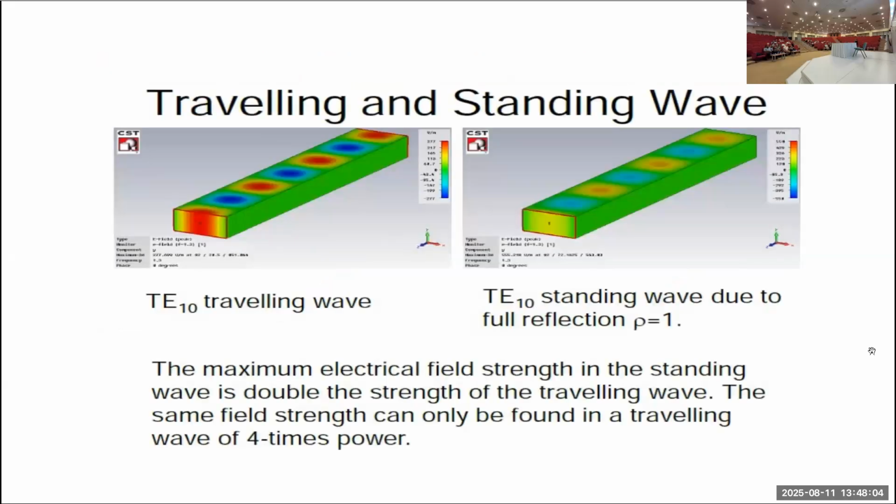Now, when a traveling wave is passing through versus a standing wave, the maximum electric field strength in the standing wave is double the strength of the traveling wave. Hence, when there is a traveling wave in an accelerating structure, the power is 4 times higher than when there is a standing wave in the waveguide, for the same frequency and same power of the traveling wave field.